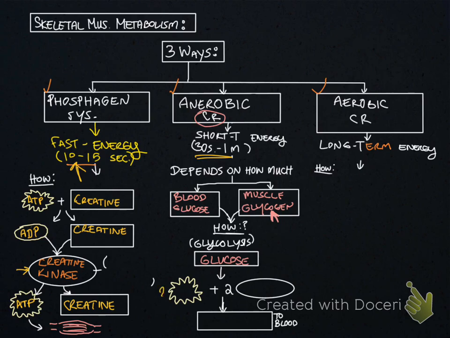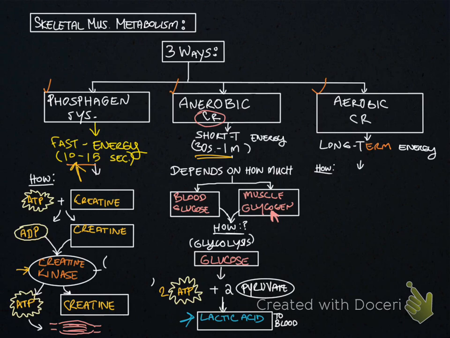And we end up making 2 ATP and 2 pyruvate from 1 molecule of glucose. So that's not much energy. It's only 2 ATP. And we also have a byproduct of lactic acid that gets dumped into the blood. Okay, so here we don't use oxygen, and we end up making this byproduct here.